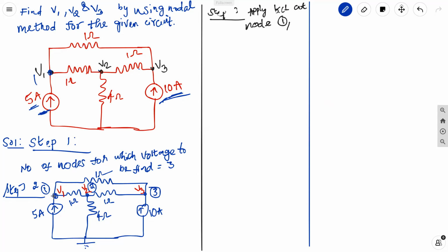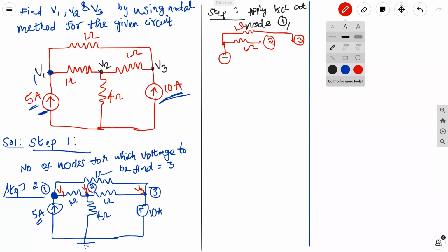For that, first you figure out how many components are connected to node number 1. Tell me how many elements are connected to node number 1? 3, sir. 3, right? 1 ohm, 1 ohm, 2 1 ohm resistors, and a 5 ampere current source. Okay, so better I put that same here so that it will be easy to apply. And this is actually connected to node 3. Okay, this one more and this one more, and again there is a 5 ampere current source.